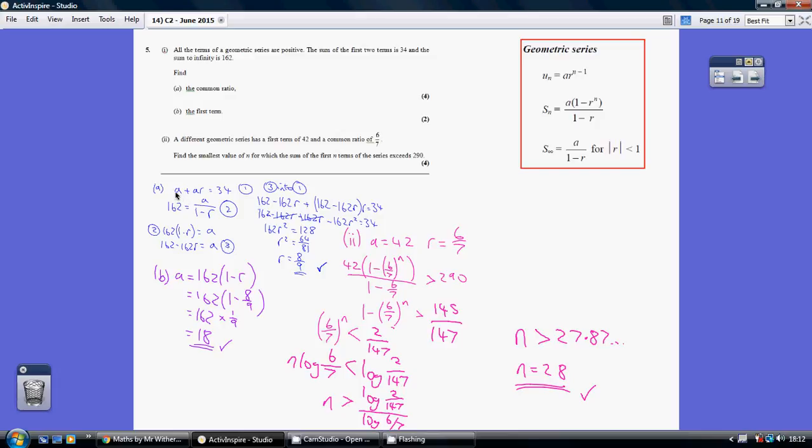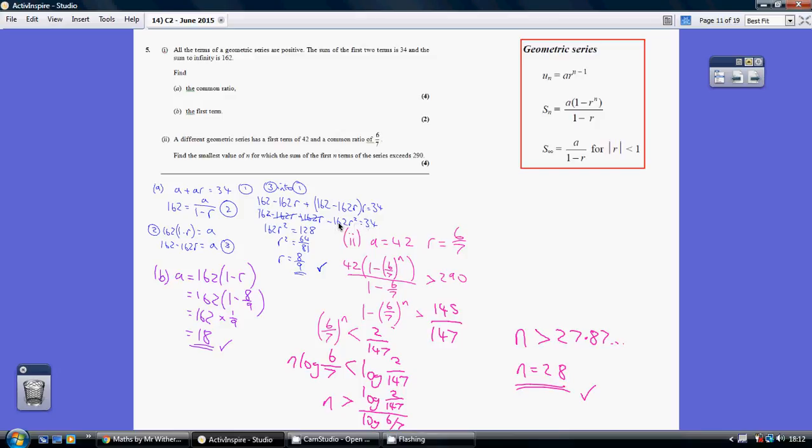So I've replaced a with 162 minus 162r, then plus a again, 162 minus 162r times r. So I've then multiplied out the bracket, so this gives me 162r minus 162r squared. So we're left with this equaling 34, of course. So these two 162r's cancel out, so we're left with 162 minus 162r squared equals 34.